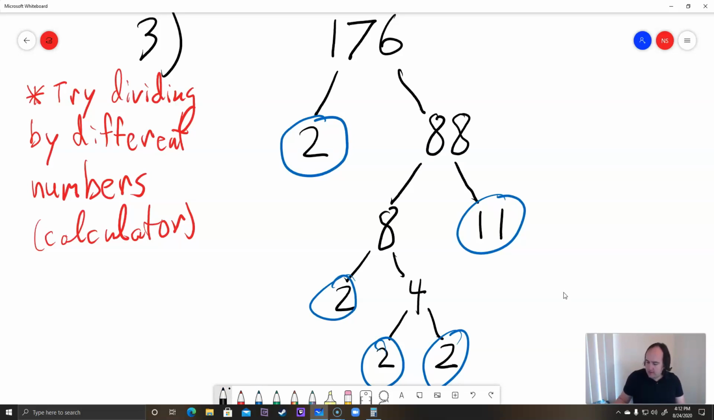Okay? So I'm going to rewrite this as 176 equals 2 to the, well, let's see, how many 2's do we have? 1, 2, 3, 4 2's. So that's going to be 2 to the 4th power times 11. And that's going to be our answer. So our answer is 2 to the 4th power times 11.